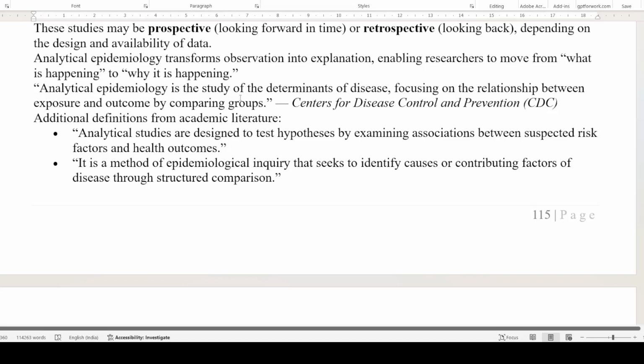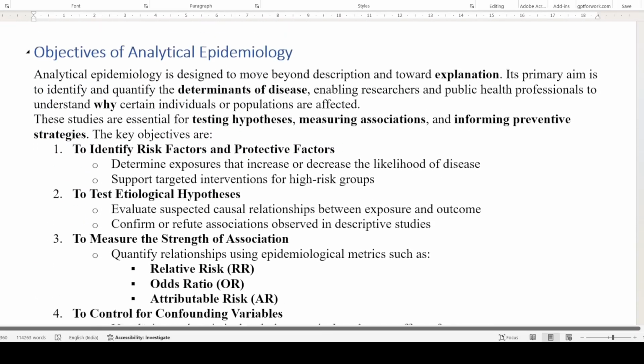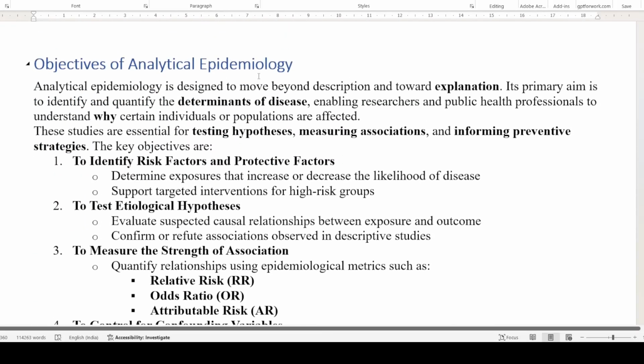So analytical epidemiology, as per the CDC, is the study of determinants of disease, the etiological factors, focusing on the relationship between exposure and outcome by comparing groups. The objectives of analytical epidemiology: it is designed to move beyond description toward explanation. Its primary aim is to identify and quantify the determinants of disease so that researchers are able to understand why certain individuals are being affected. These studies are essential for testing hypotheses, measuring associations, and informing preventive strategies for the community.